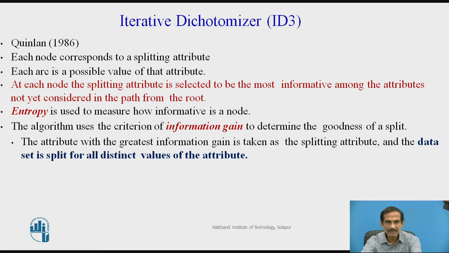It was developed by Quinlan in 1986. Each node again corresponds to a splitting attribute. The possible values of the attribute are indicated on the arcs. And we consider now an object of interest which is called entropy. The algorithm uses the criterion of information gain.